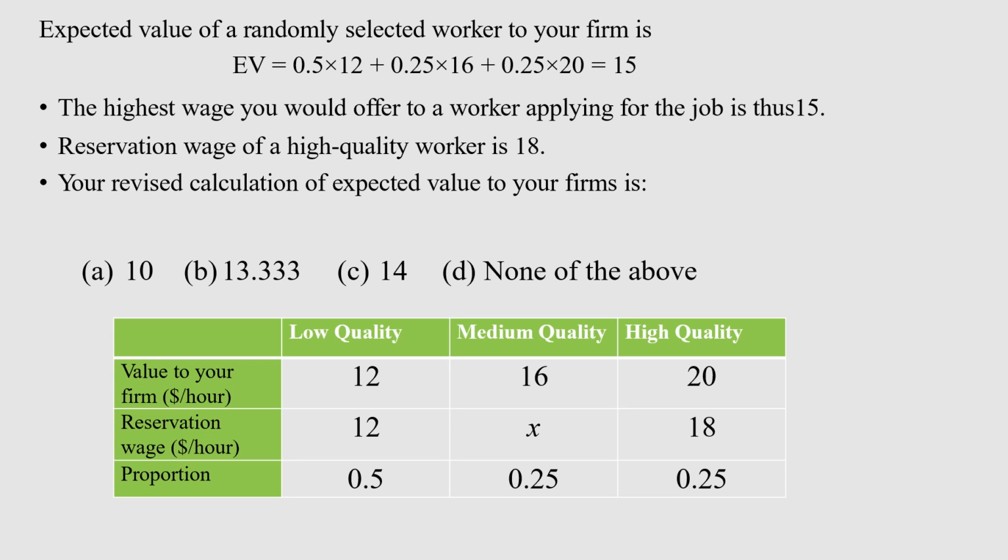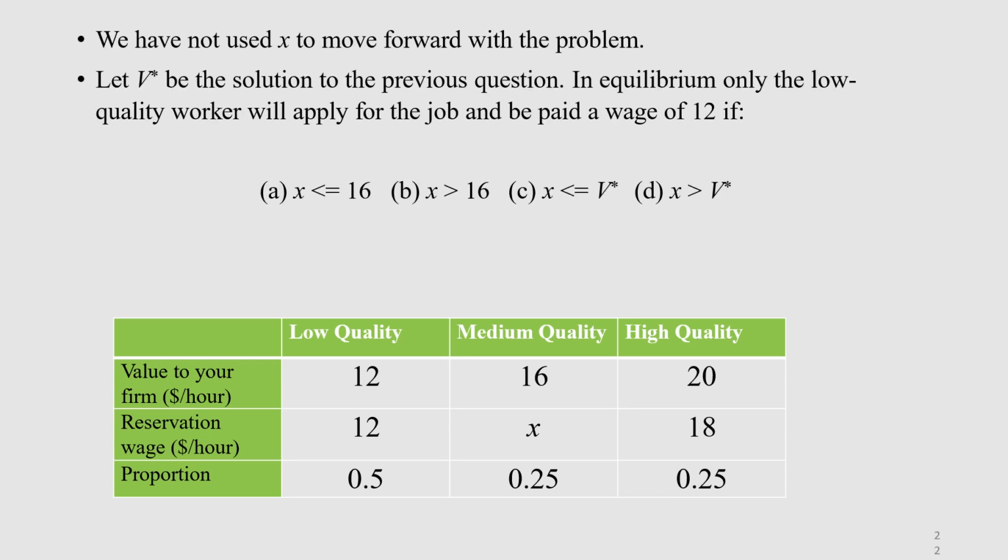Let's look at the answer. We have not used X to move forward with the problem yet, so let's let V star be the solution to the previous question. In equilibrium, only the low quality worker will apply for the job and be paid a wage of 12 if what? X is less than or equal to 16, X is greater than 16, or X is less than or equal to V star, or X is greater than V star.